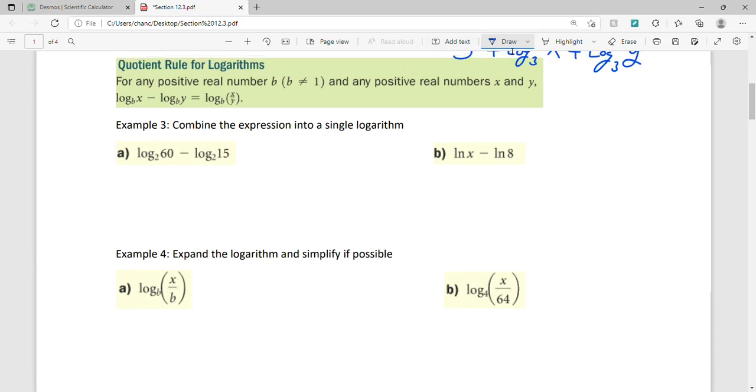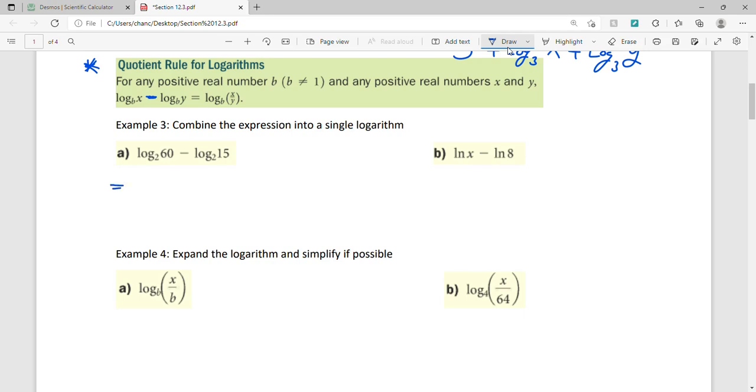The next property is known as the quotient rule. For any positive real number b not equal to 1, and any positive real numbers x and y, we say log base b of x minus log base b of y is equal to log base b of x divided by y. This is the quotient rule. For addition, we are multiplying the arguments. For subtraction, we're dividing them.